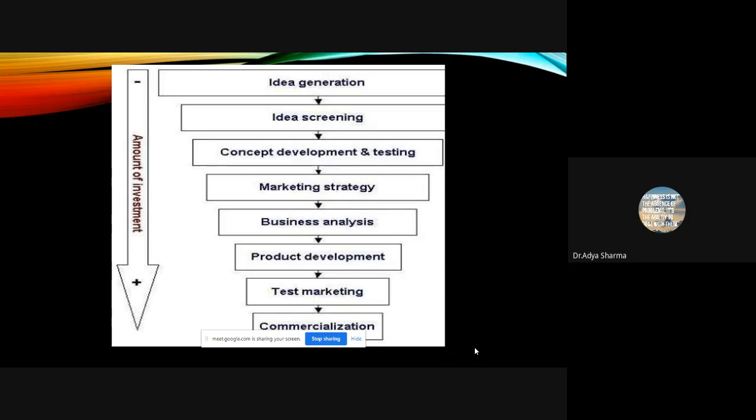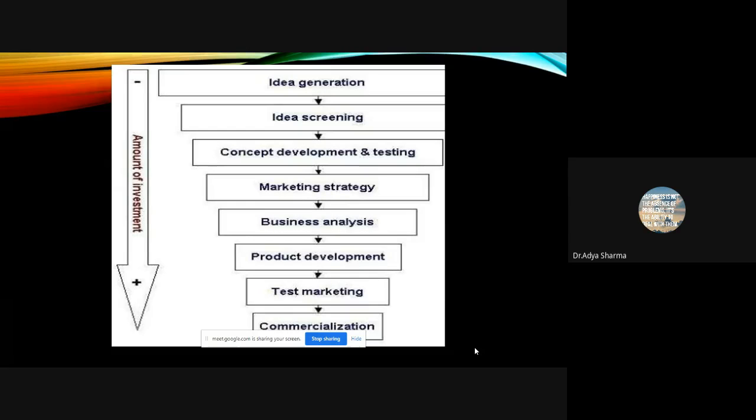Once the idea screening is done, and look at this, look at the left side, what's happening. The amount of investment is going up as we are going further with the steps. So there is no investment with just an idea. There is no investment actually when we are doing that idea screening.